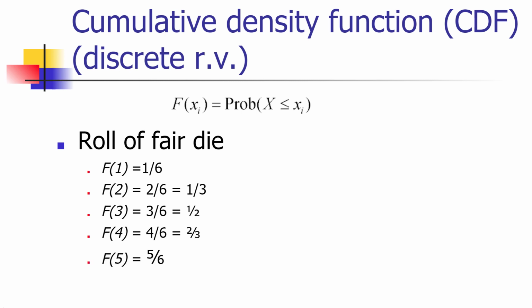The probability of 5 or less would happen 5 out of 6 times. And the probability of 6 or less would occur 6 out of 6 times, because you always end up in a single roll of a fair die with either a 1, 2, 3, 4, 5, or 6. So that's the cumulative density function. This table here represents the cumulative density function for the random variable, which measures the outcome of a single roll of a fair die.